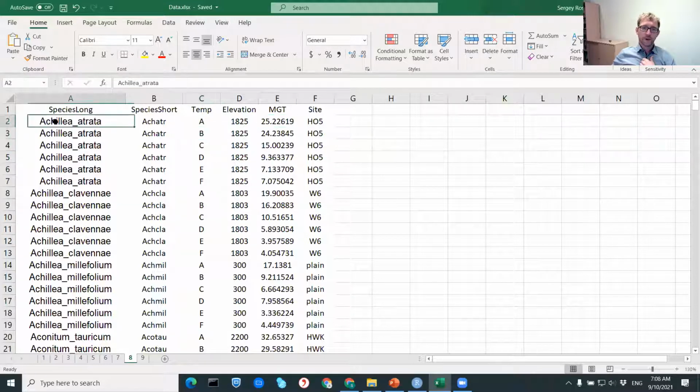And for every temperature, for every species, I calculated mean germination time. So basically, it's a measure of germination speed. The larger this number is, the longer seeds take to complete the germination process. I think this mean germination time I calculated with the help of the germinationmetrics package.